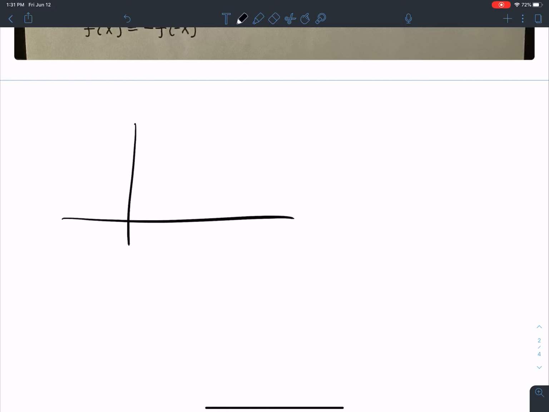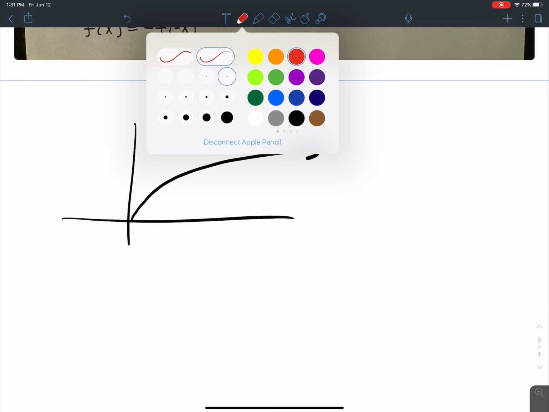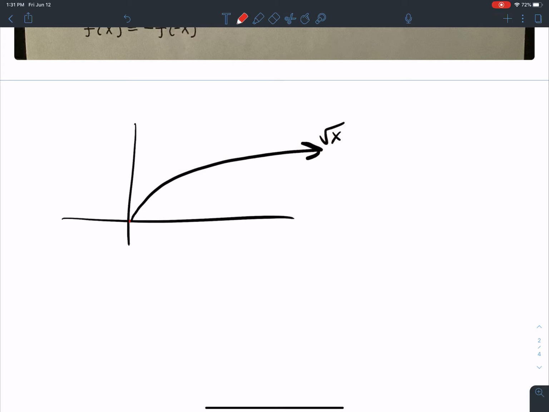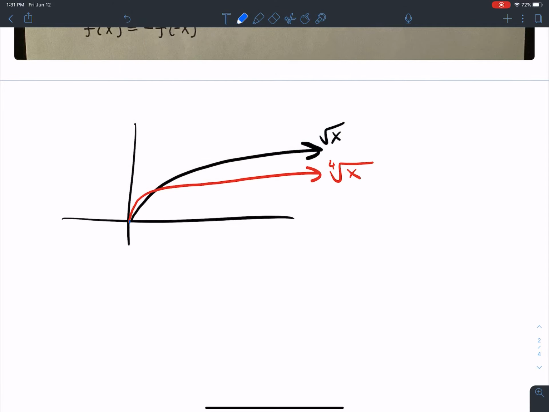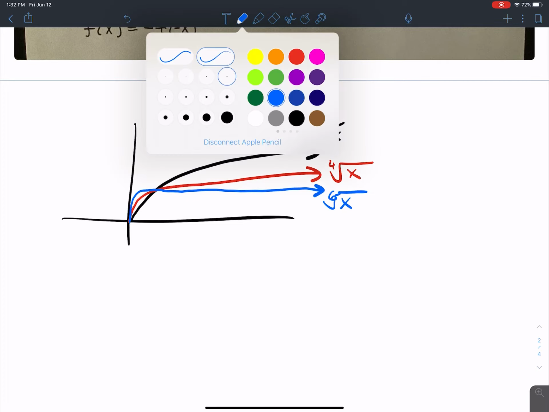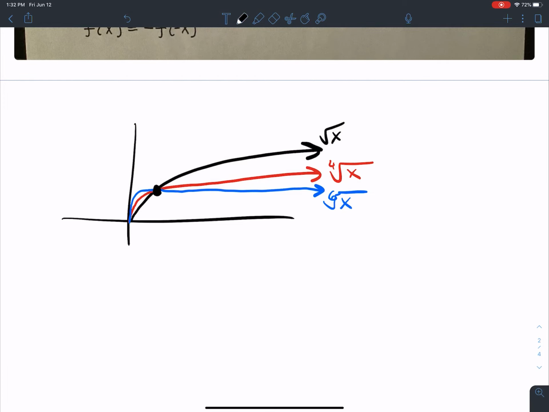So if this is the square root, so that's the square root of x. So the 4th root might look like this. The 6th root might look like this. Okay, and so each one is passing through this point right here at 1, 1. Okay? And so as you increase the root, the more flat the curve gets. Okay?